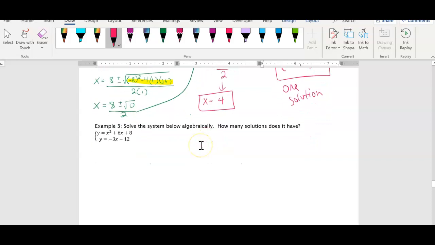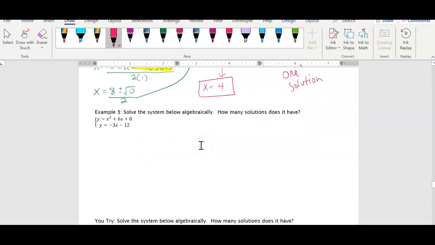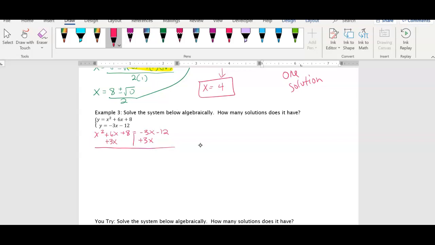Okay, last example. Or I'm sorry, there's two more examples. All right, time to set these equal to 0. So I write my squared part first. Set it equal to the second equation, negative 3x minus 12. I'm going to do my wall and floor. I want to add 3x, put it underneath the other x. And then I want to add 12 and put it underneath the 8. Add going down, x squared, 6 plus 3 is 9x. 8 plus 12 is 20. And everything on the right side equals 0.